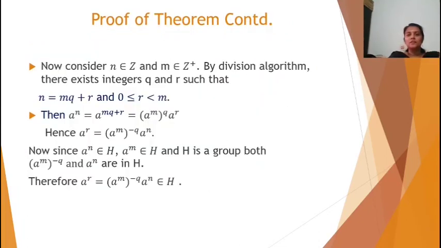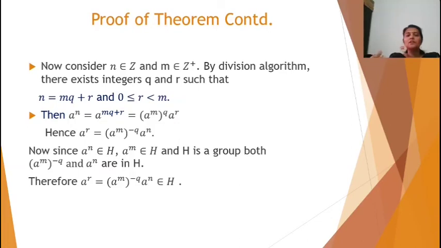Now we can use the second theorem. Consider n element of Z and m element of Z plus. By the division algorithm, there exist integers q and r such that n is equal to mq plus r and 0 less than or equal to r less than m. Hence a raised to n can be written as a raised to mq plus r. So a raised to n is equal to a raised to mq plus r, which is equal to a raised to m all power q into a raised to r.